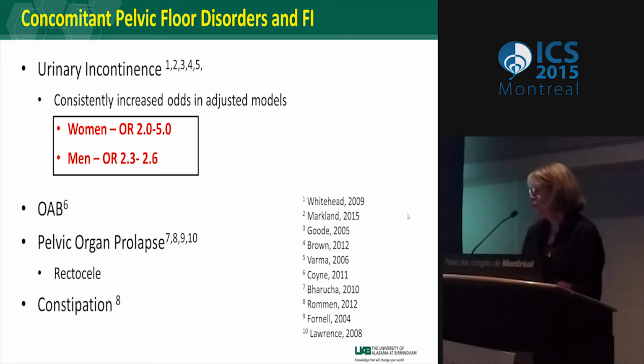Concomitant pelvic floor disorders, and this is looking at fecal incontinence in women. If they have urinary incontinence, they're more likely. There also are some men's studies you can see in the red box there. If you have urinary incontinence, you're more likely to have fecal incontinence, odds ratio of 2 to 5 times in women and about the same in men, just the lower border of that, 2.3 to 2.6 times. If you have overactive bladder symptoms, urgency, frequency, you're more likely to have fecal incontinence. Pelvic organ prolapse in women is also associated, particularly rectocele, with fecal incontinence and constipation, as we've said before.